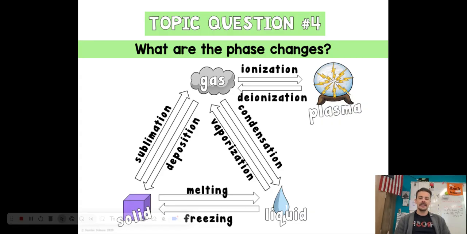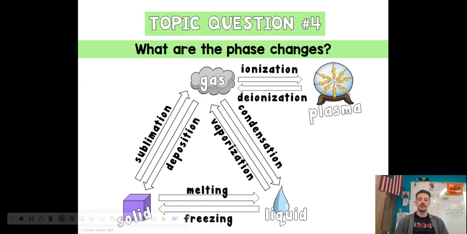Gas can condense into a liquid, or liquid can vaporize into a gas. Condensation requires less energy, and vaporization requires more energy. Same with a liquid to a solid. Freezing requires less energy, melting requires more energy. Then we've got sublimation and deposition over on the left-hand side.